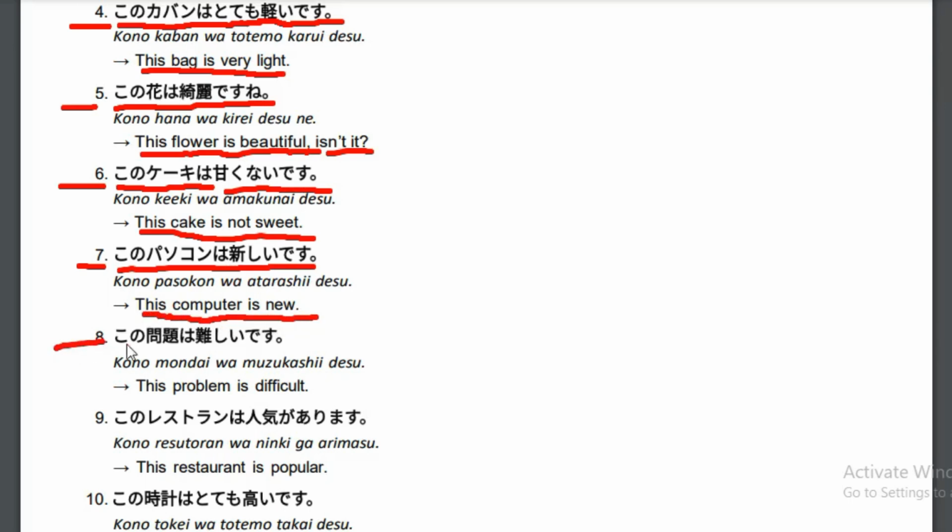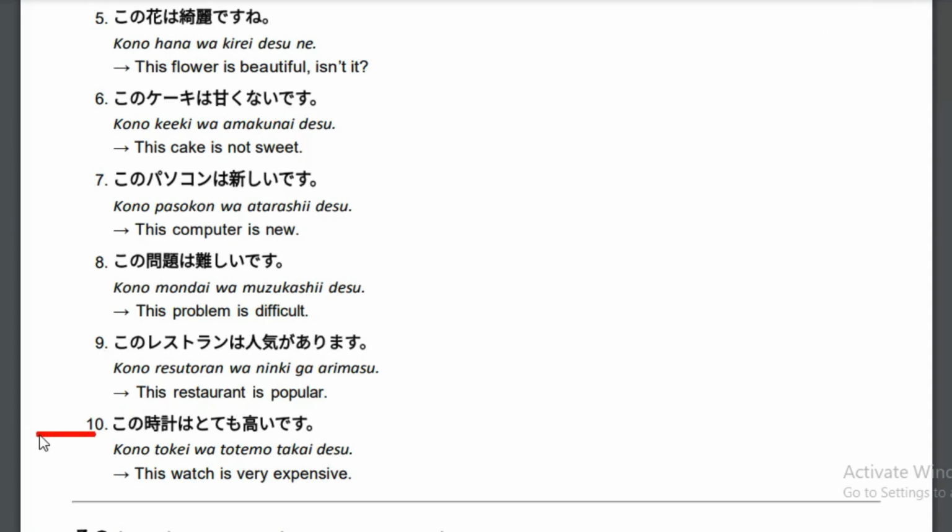The next is kono mondai wa muzukashii desu, means this problem is difficult. The next example is kono restaurant wa ninki ga arimasu, means this restaurant is popular. The last example of kono is kono tokei wa totemo takai desu, means this watch is very expensive.